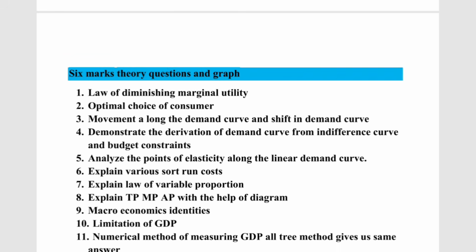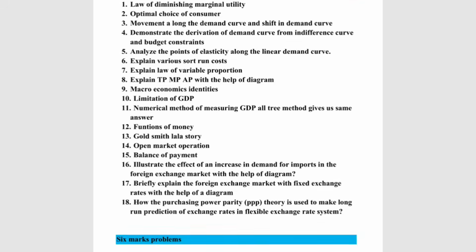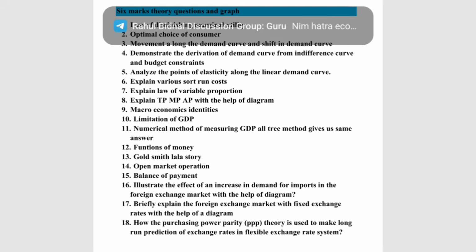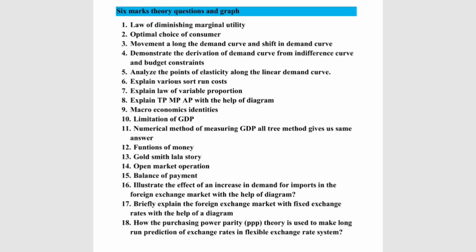If you study these 18 questions, you can easily write all 5 questions in the part for 6 marks. So just study these questions. If you study these questions, definitely all the questions are going to come in your examination for the 6 marks. You can study theory of consumer behavior, production and cost, national income accounting, and money and banking. It's enough for the 6 marks. You can keep the rest as optional.